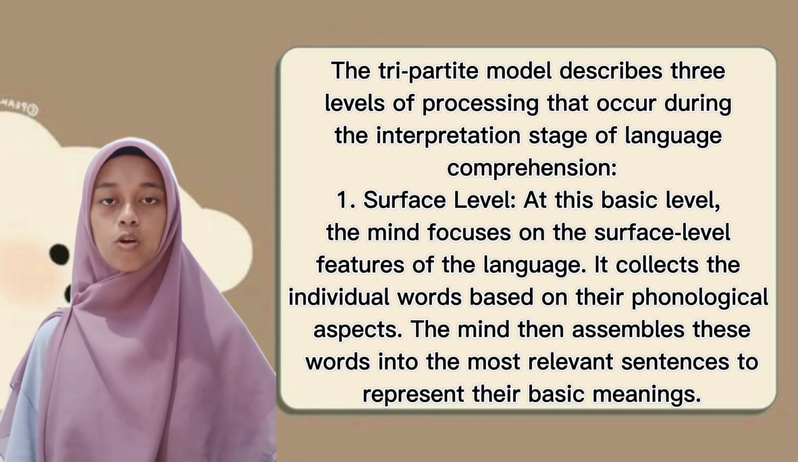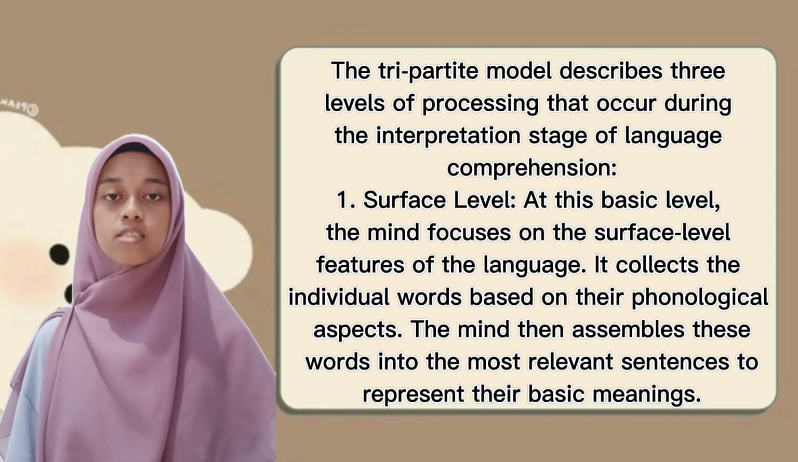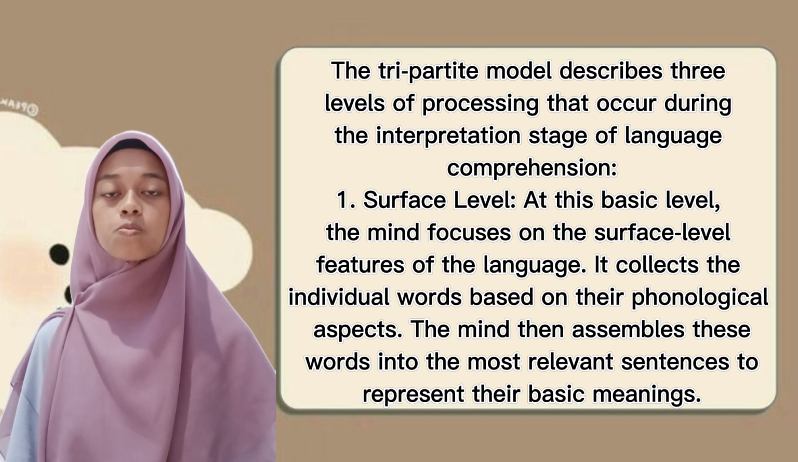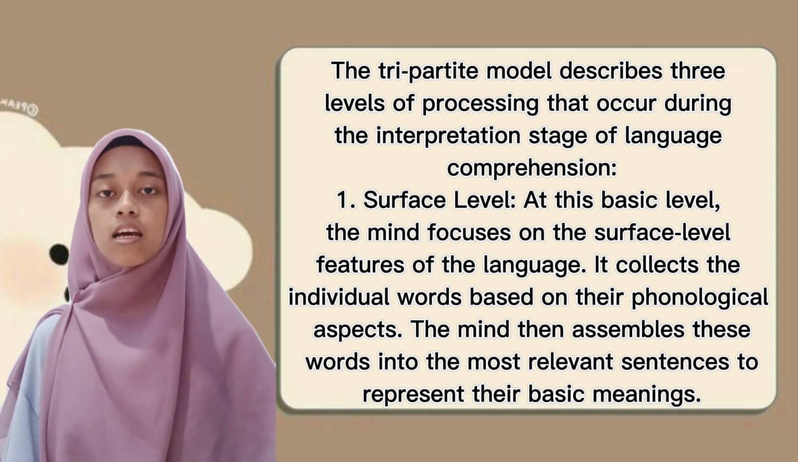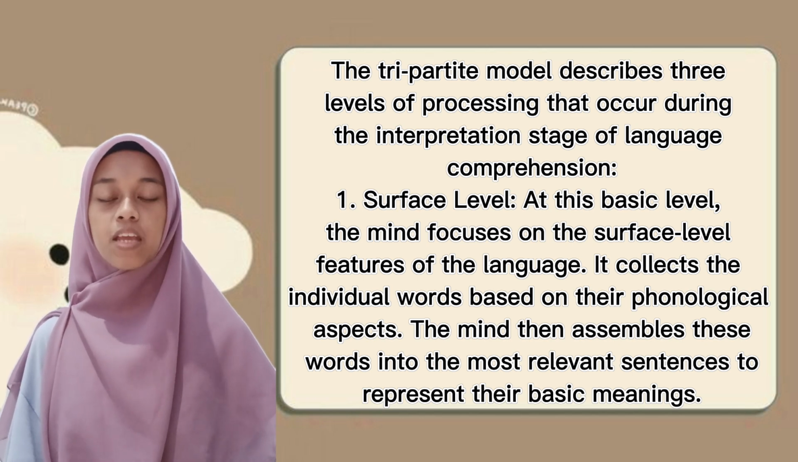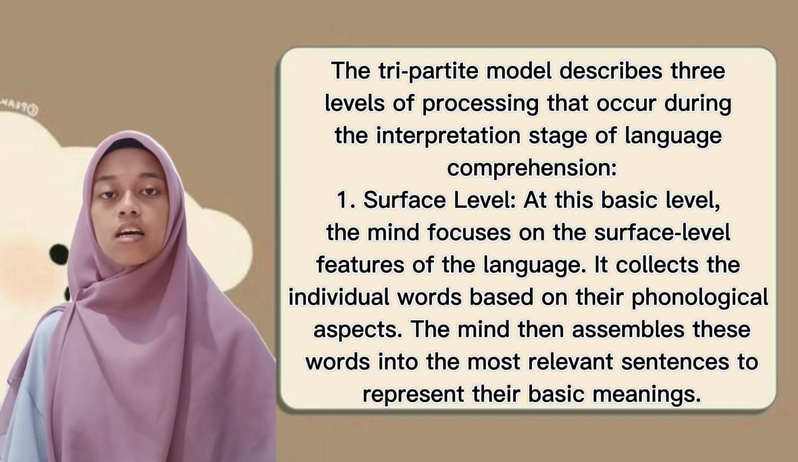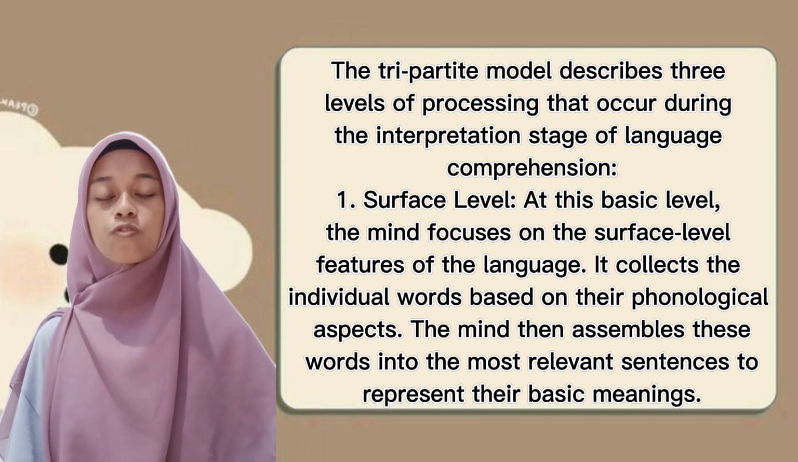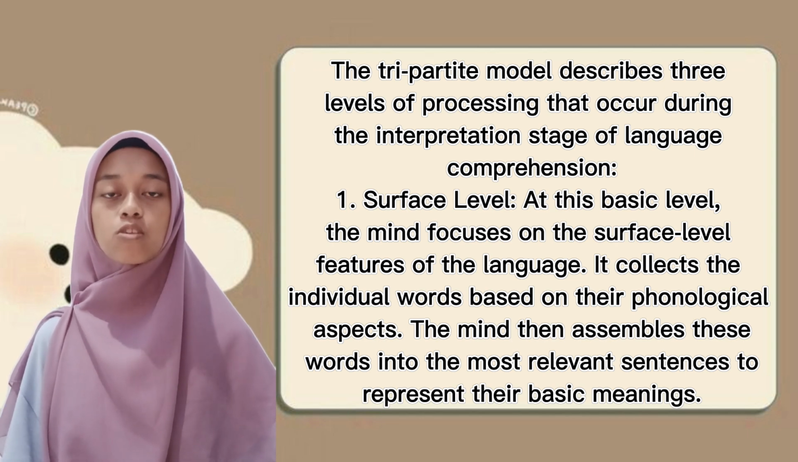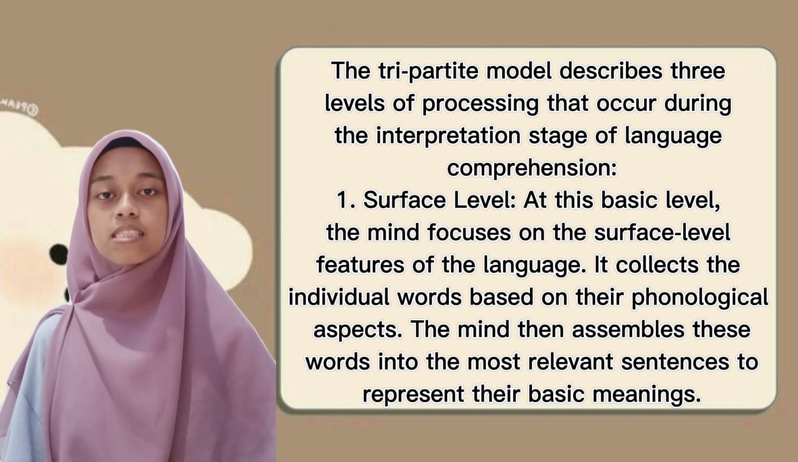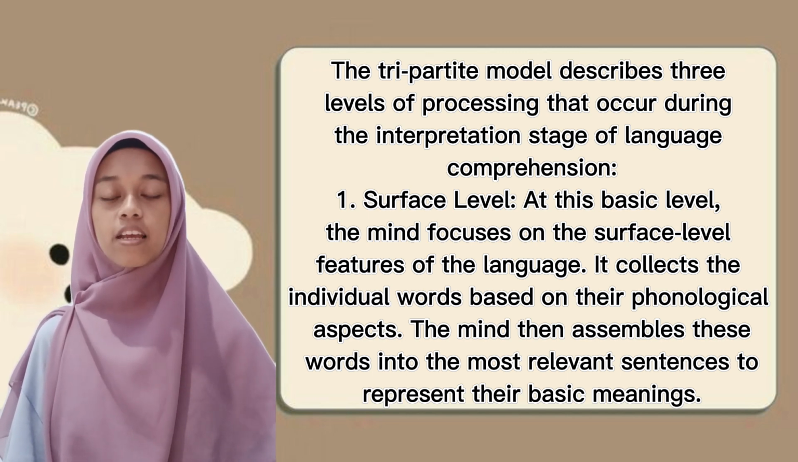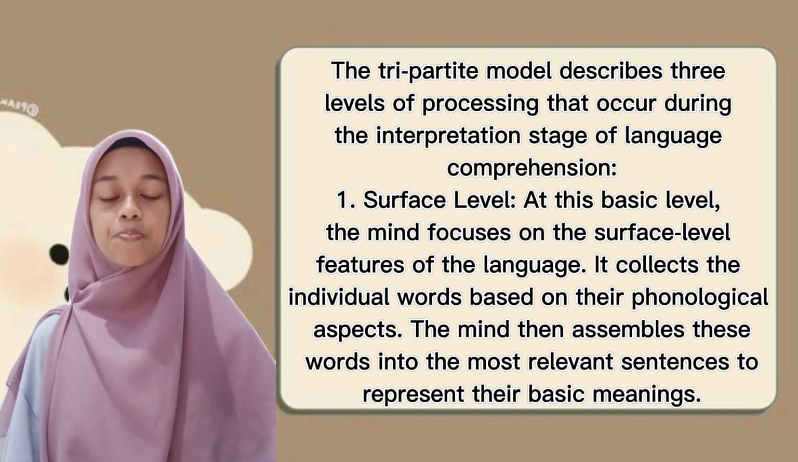The tripartite model describes three levels of processing that occur during the interpretation stage of language comprehension. The first level is the surface level. At this basic level, the mind focuses on the surface level features of the language. It collects the individual words based on their phonological aspect, and the mind then assembles these words into the most relevant sentence to represent their basic meanings.